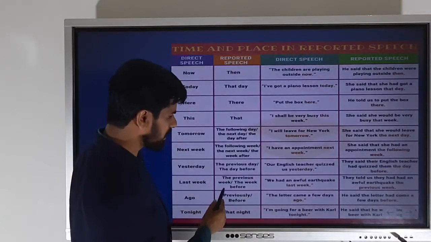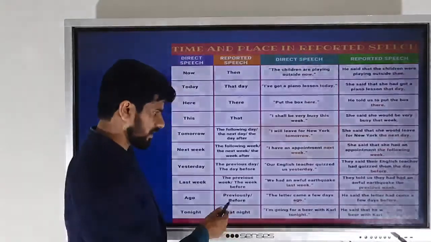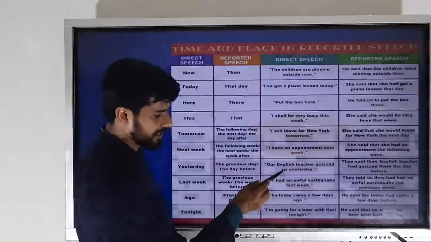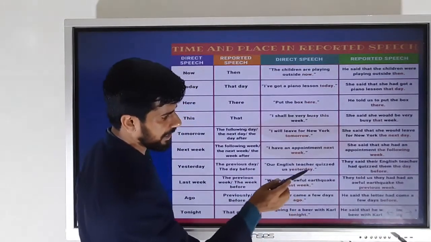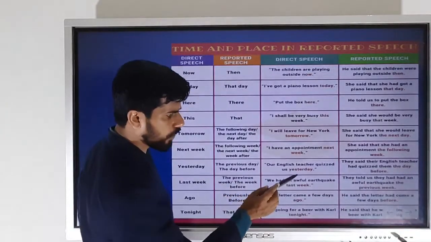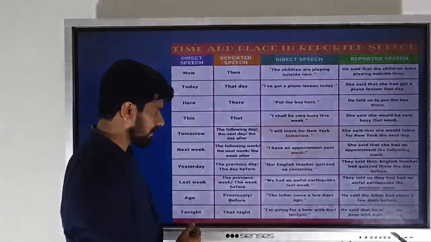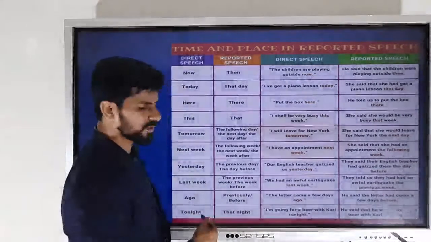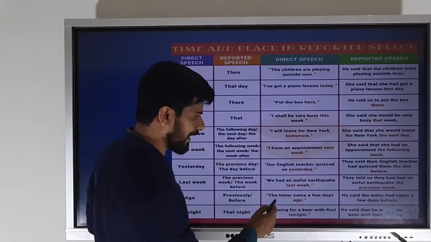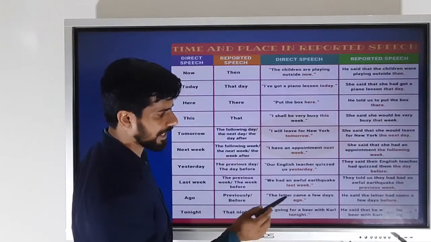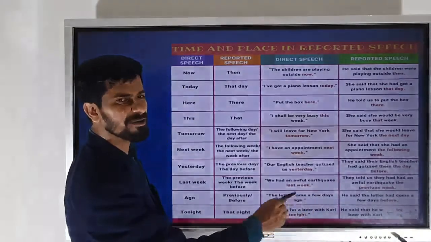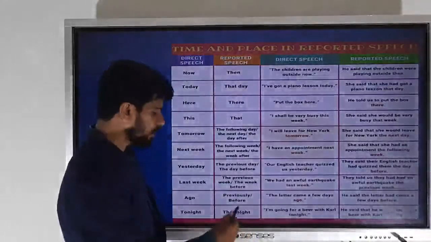Okay, last week becomes the previous week or the week before. We had an awful earthquake last week. They told us that they had an awful earthquake the previous week. And "ago" becomes "previously" or "before." For example, the letter came a few days ago. He said that the letter had come a few days before. "Came" becomes "had come," right? "Ago" becomes "before" or "previously."